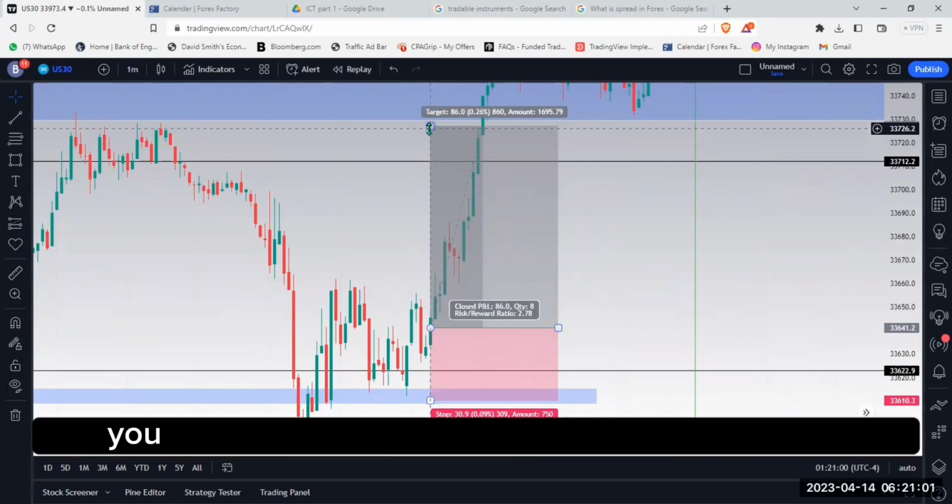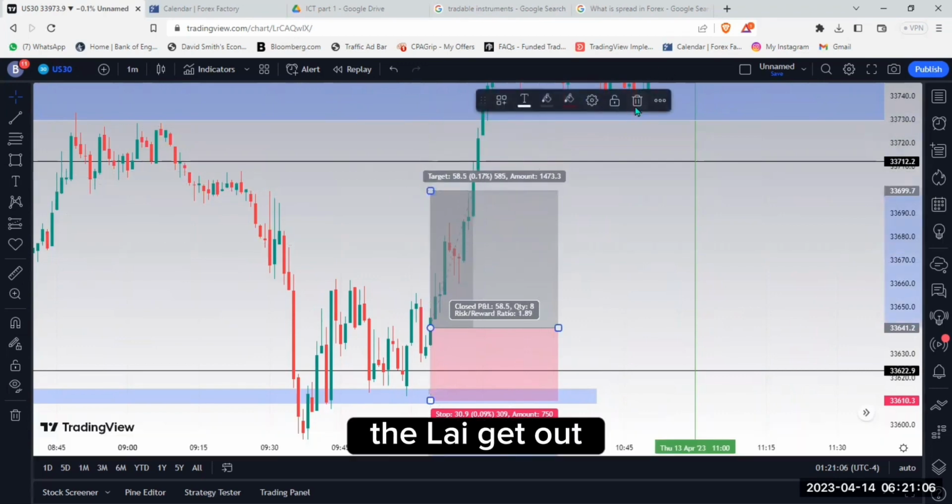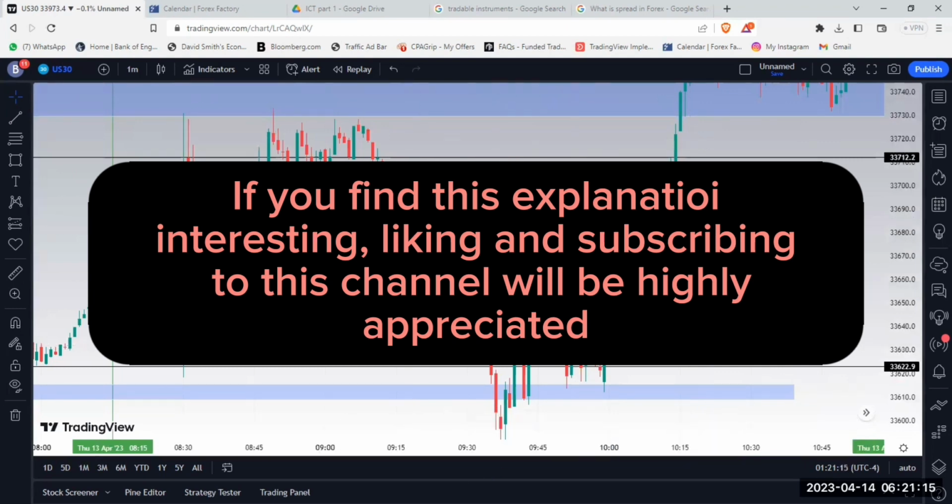So it's not a must you target that place. You can just target this place. The earlier you get out, the better for you. The low hanging fruit. So that's it for this model. Hope you get it. Bye for now.